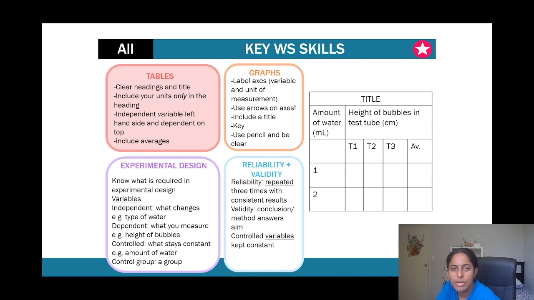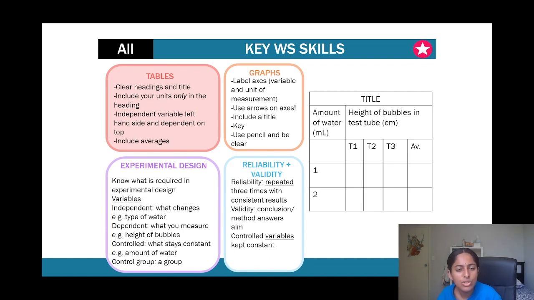And then accuracy relates to whether you've used the correct equipment. For example, if I want to measure 10 mL of water, but I use a 100 mL beaker instead of a 20 mL measuring cylinder, then my experiment has already become inaccurate. Another part of a method is also just keeping your variables constant. Some other kinds of graphical representation that are also important are tables as well as graphs.